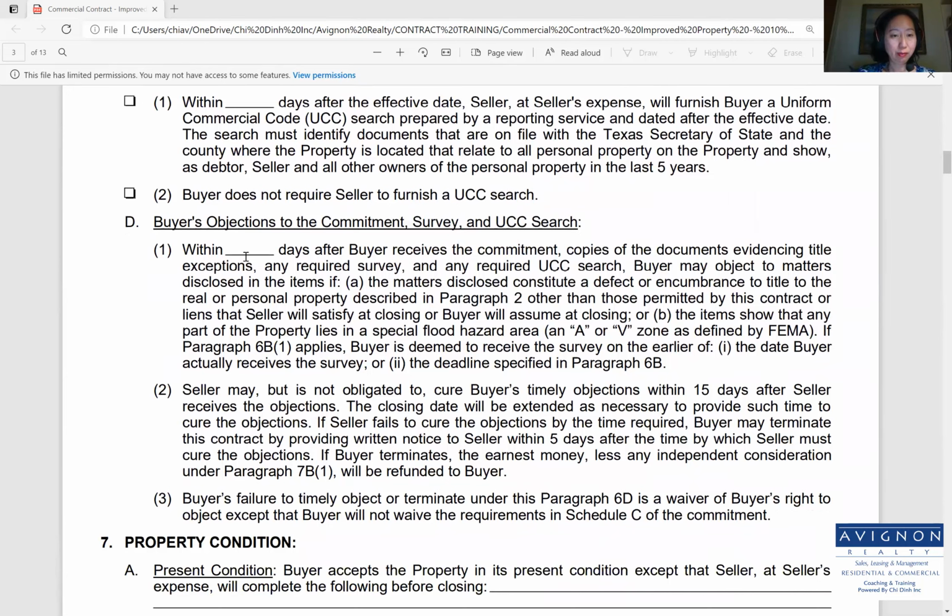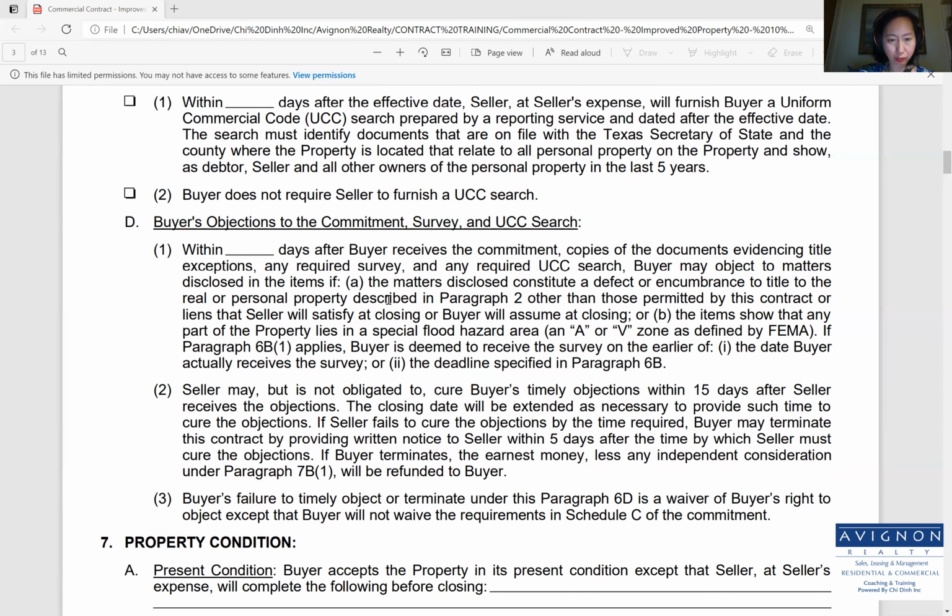And there's D, buyer's objections to the commitment, survey, and UCC search. This is where, if buyers have any objection to the commitment, survey, or UCC, then within X amount of days after the buyer received the commitment, copies of documents evidencing title exceptions, any required survey, or any required UCC search, buyer may object to matters disclosed in the items if.